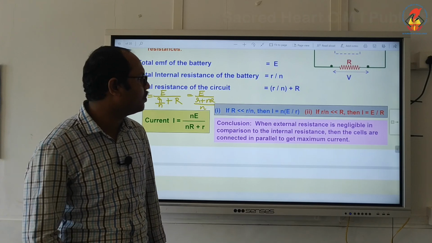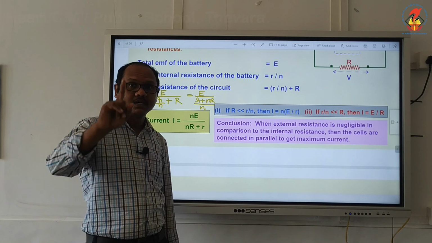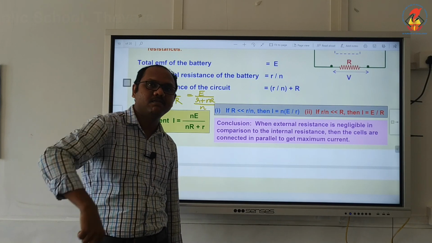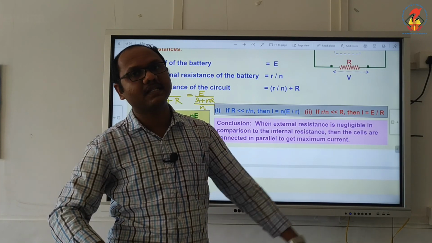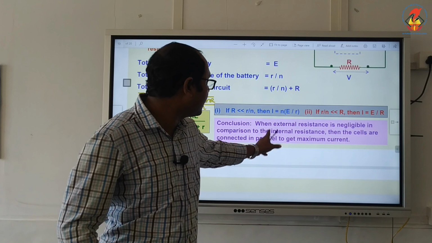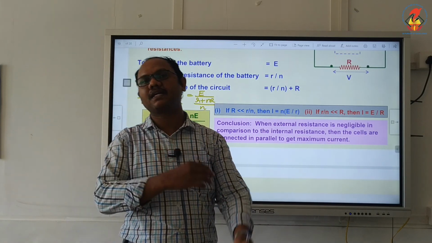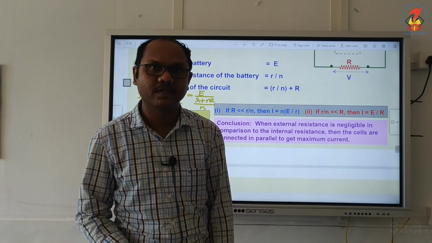Now, just see the conclusion. When the external resistance is negligible in comparison to the internal resistance, then cells are connected in parallel to get the maximum current. So, if internal resistance is very small, to get the maximum current we have to connect it in series. If external resistance is very small, then we have to connect it in parallel to get the maximum current.